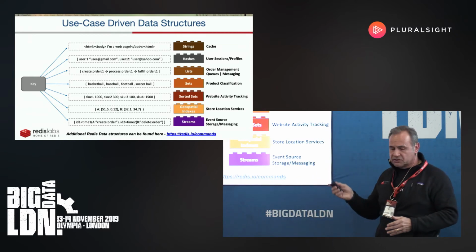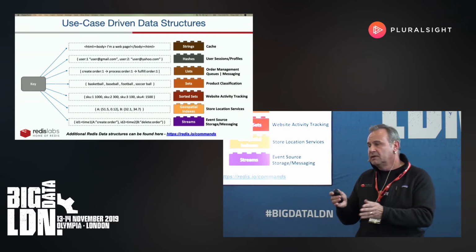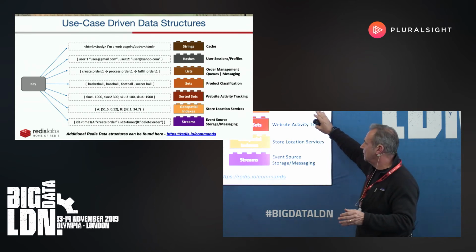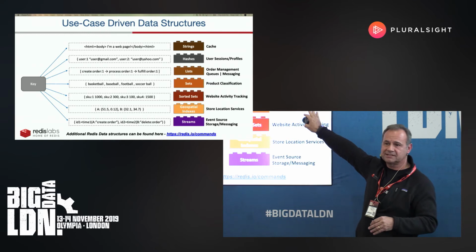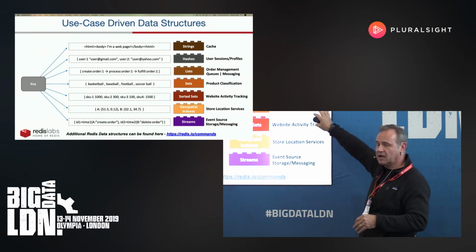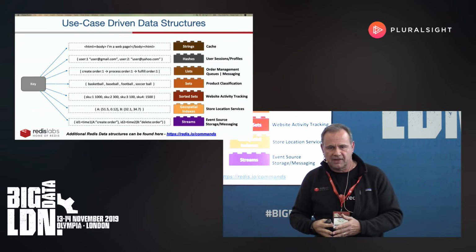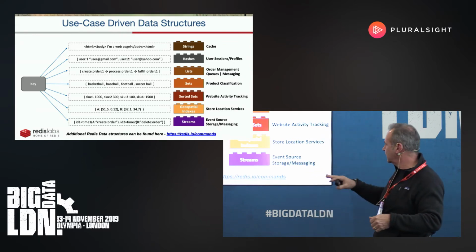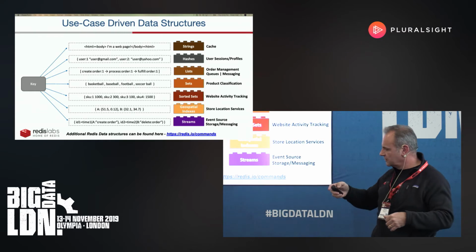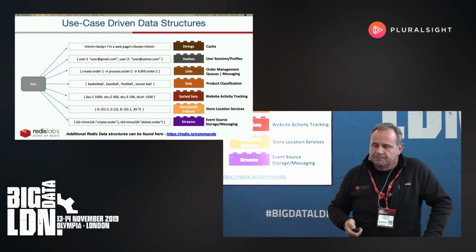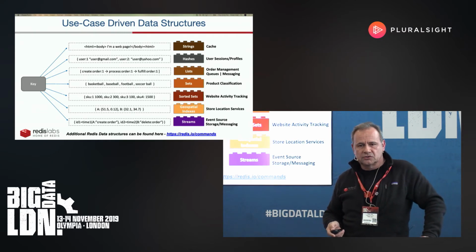And streams. We used lists, which was one of our first data types in Redis, as a pub-sub model. And streams is the new evolution of that. So we've improved that, and that's very useful for messaging and queues.